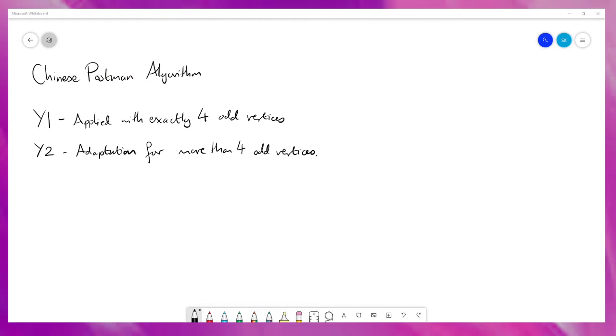And in the first year, you apply it for networks with exactly 4 odd vertices. Now in the second year, the adaptation for more than 4 odd vertices is not actually that extensive. You do a little bit first, and then you do the Chinese Postman as you did in year 1. So the actual content, there's no difference. It's just a little bit first before you do the Chinese Postman algorithm. So we're going to jump straight into an example, and we'll use that to review the Chinese Postman from the first year as well.